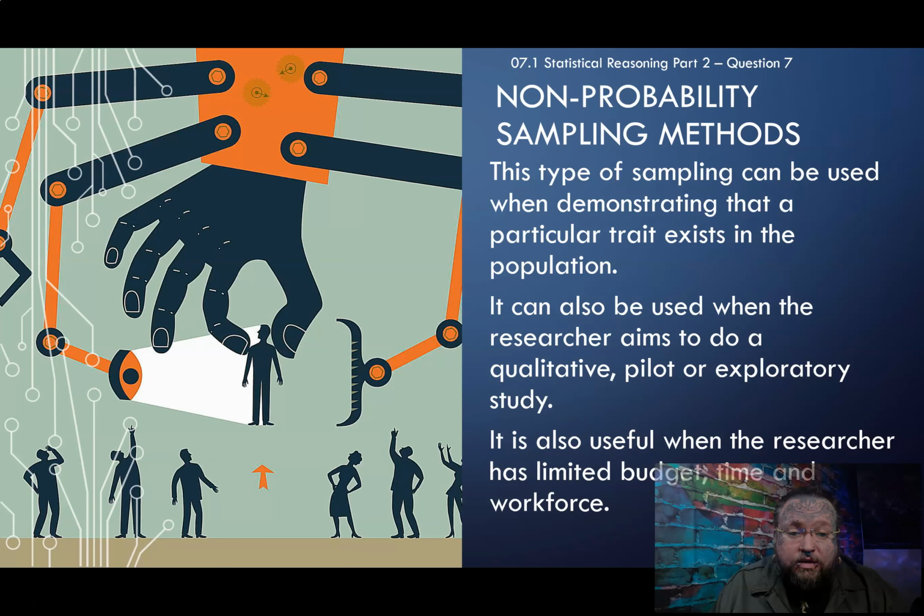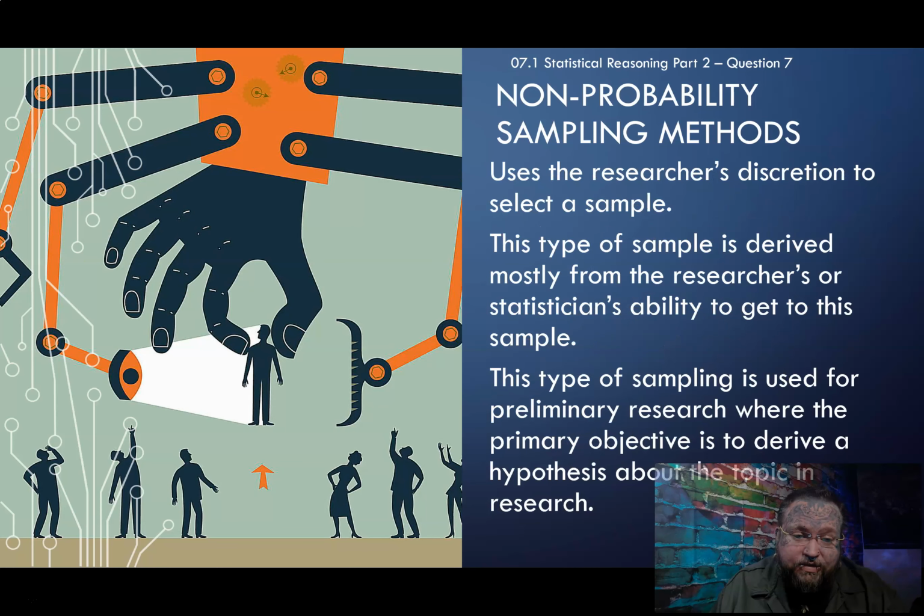So you see again, these types of sampling can be used when demonstrating that a particular trait exists in a population. It can be used when a researcher aims to do a qualitative pilot or exploratory study, so not cause and effect, but just seeing what's out there. And when a researcher has limited budget or time within the workforce, you have to get some data out of this. The reality of time with all of us to finish everything.